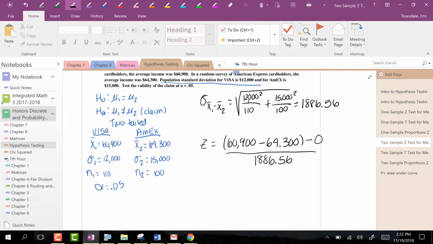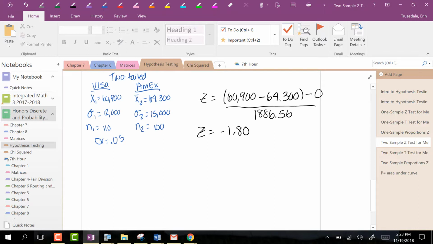Okay. When you find your Z value, that should round to negative 1.80. Were you able to get that? Okay, now look that up in the table. We need to find the area off the table. 0.0359. Okay, what is my p-value going to be then? 2 times that. Good. Because it is two-tailed, you have to multiply by 2, so that would be 0.0718.